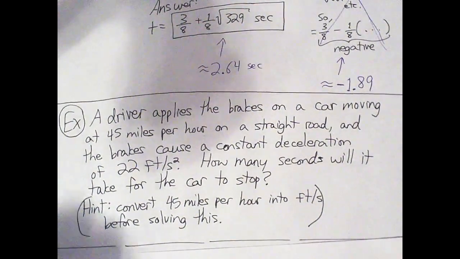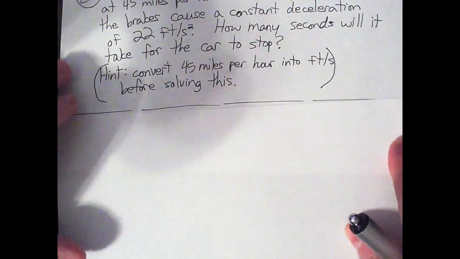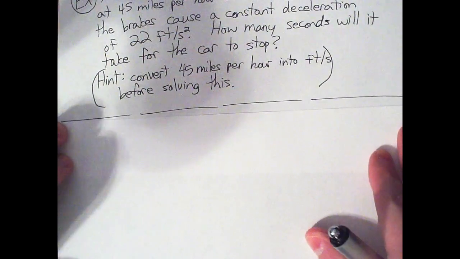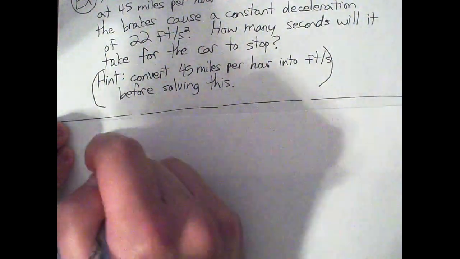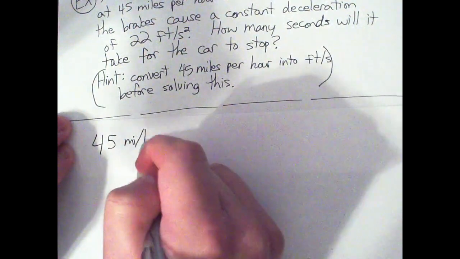All right, so this seems like a very practical problem. Somebody's driving on a road and they hit the brakes, and we need to know how many seconds it'll take for the car to stop, right? So first of all, following the hint, it said to convert 45 miles per hour.